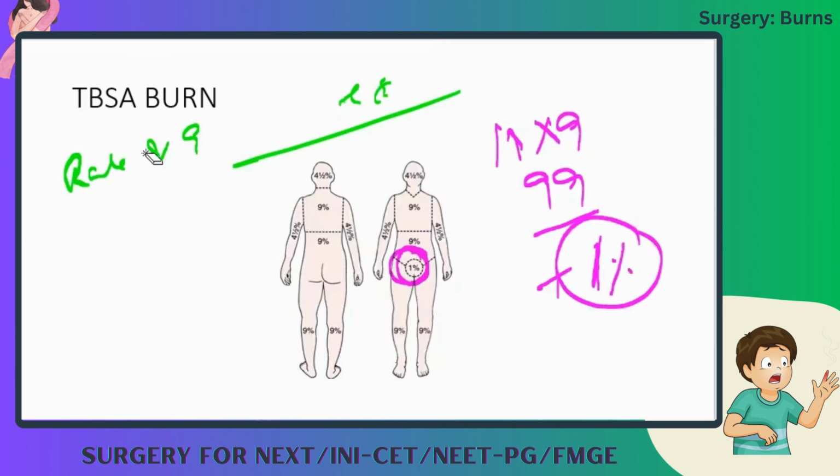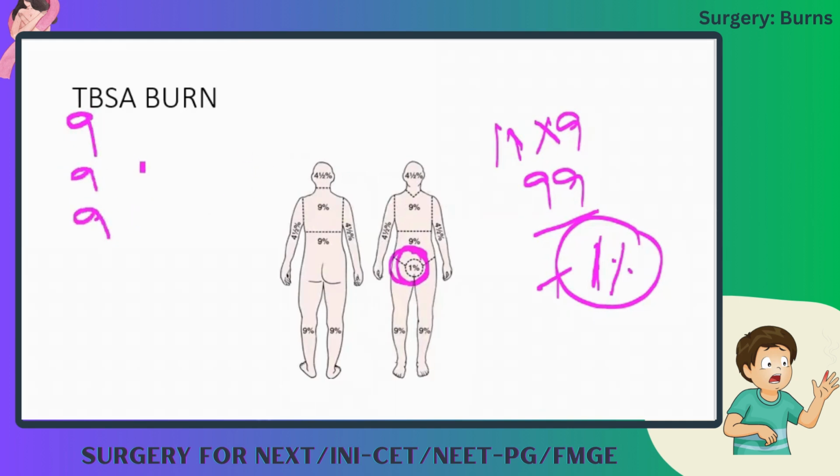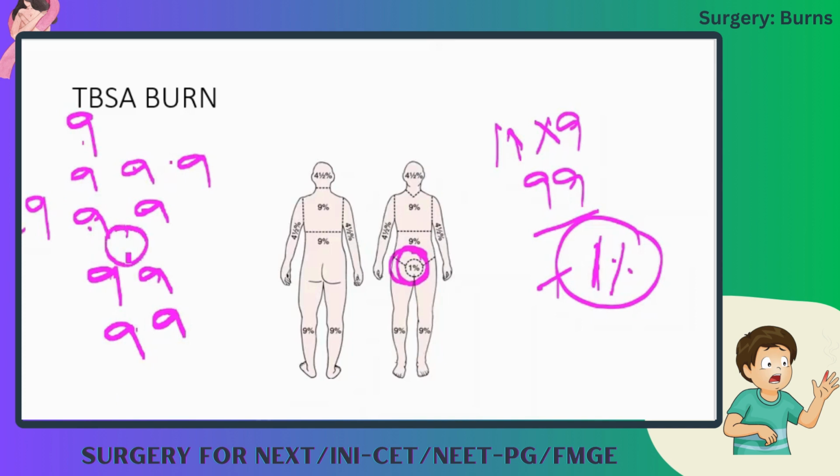The rest of them are, see here, face 9, thorax and abdomen 9, 9, back of thorax and back of abdomen 9, 9, each upper limb 9, 9, lower limb 9 in the front, 9 in the back, the other lower limb 9 in the front, 9 in the back. So total how many? 1, 2, 3, 4, 5, 6, 7, 8, 9, 10, 11, and perineum 1. So this is how you calculate a burn wound. Is it clear?